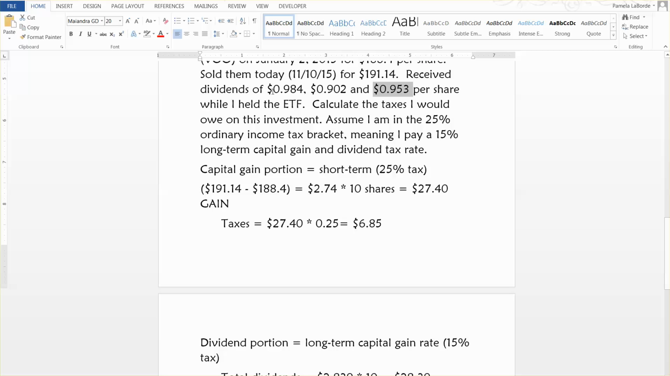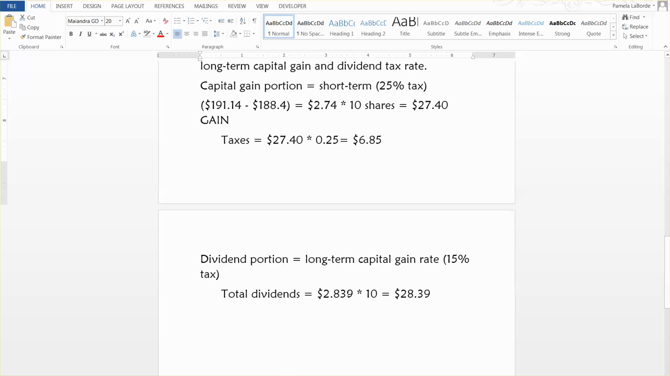So I got it in three separate payments, but all three of these payments occurred during 2015, which is the only time that I owned the shares of VU. I didn't own these shares back in 2014. So the IRS doesn't care exactly when in 2015 that I received these dividends, just that the dividends for 2015 totaled $2.84 per share, and that I own 10 shares of them.